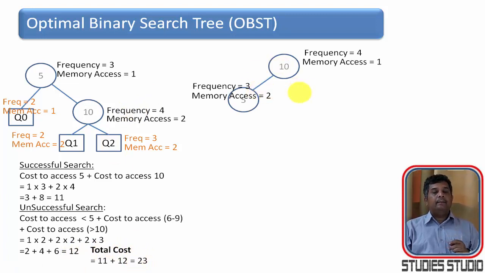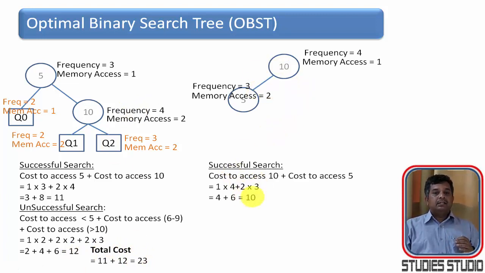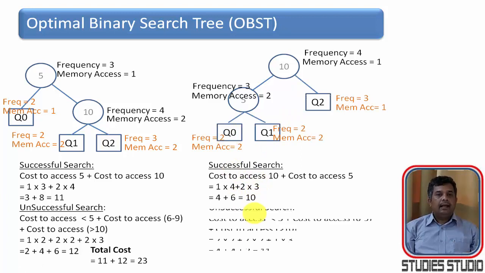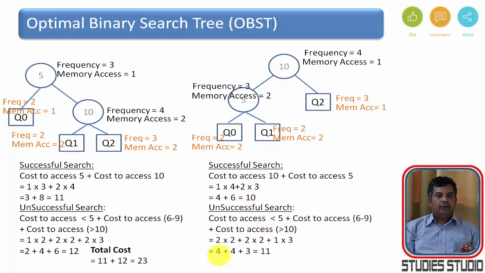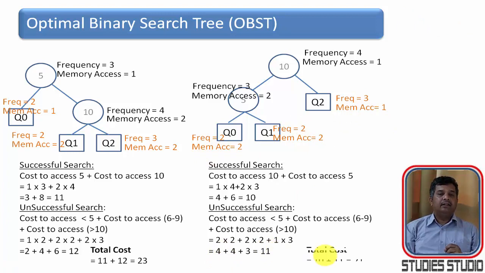Let us take the other tree. In this also we'll be having successful search as 10 and the cost of unsuccessful search is 4, 2 into 2, then 2 into 2, then 3 into 1. 4 plus 4 plus 3, that is 11. So the total cost including the successful search and unsuccessful search is 21. Now you can see this tree is an optimal binary search tree by taking both the successful search and unsuccessful search into consideration.